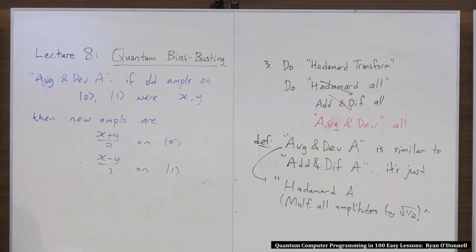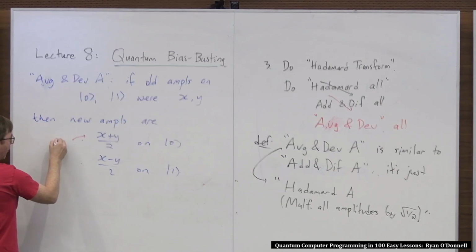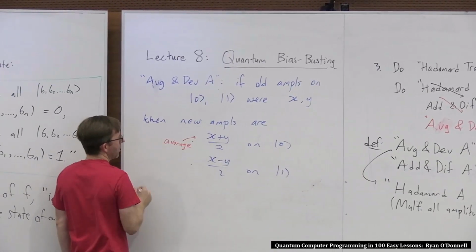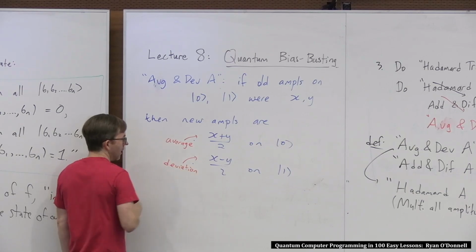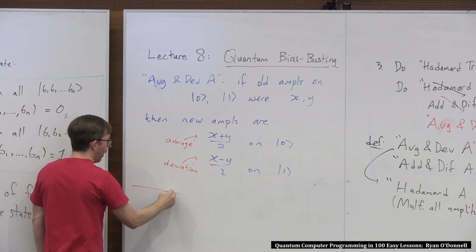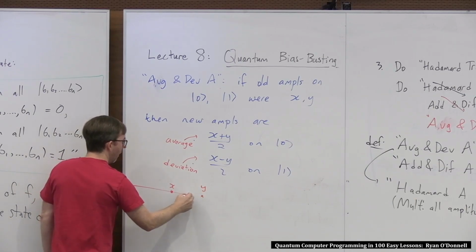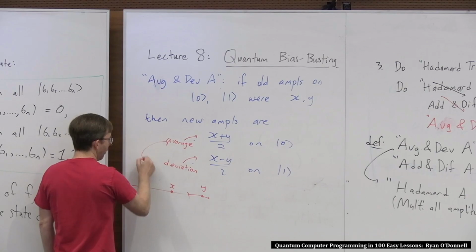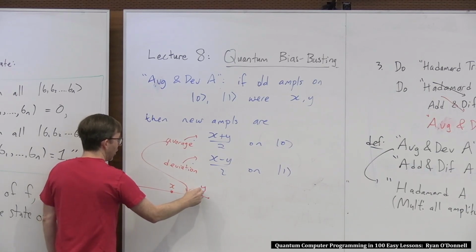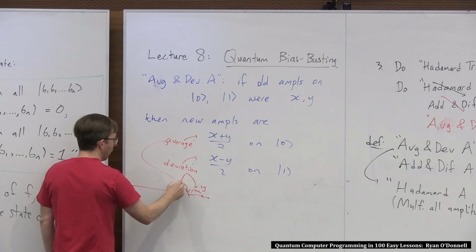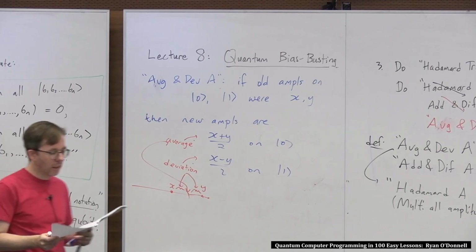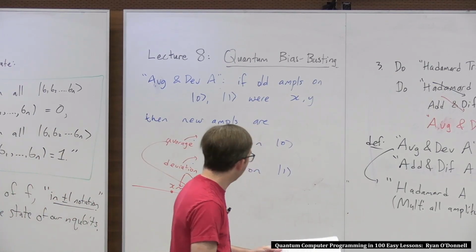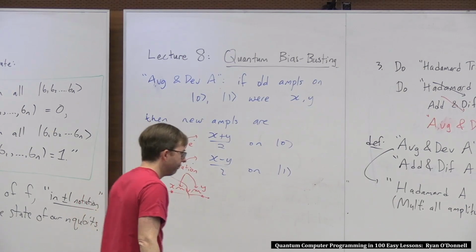But this is not annoying because this has some psychological meaning to it. You're like, oh yes, this is the average of the two incoming amplitudes, and this is the amount by which the two amplitudes deviate from the average. So if this is the number line, if this is x and this is y, then their average is here. This is the average. And the deviation is this amount, and it's also this amount.